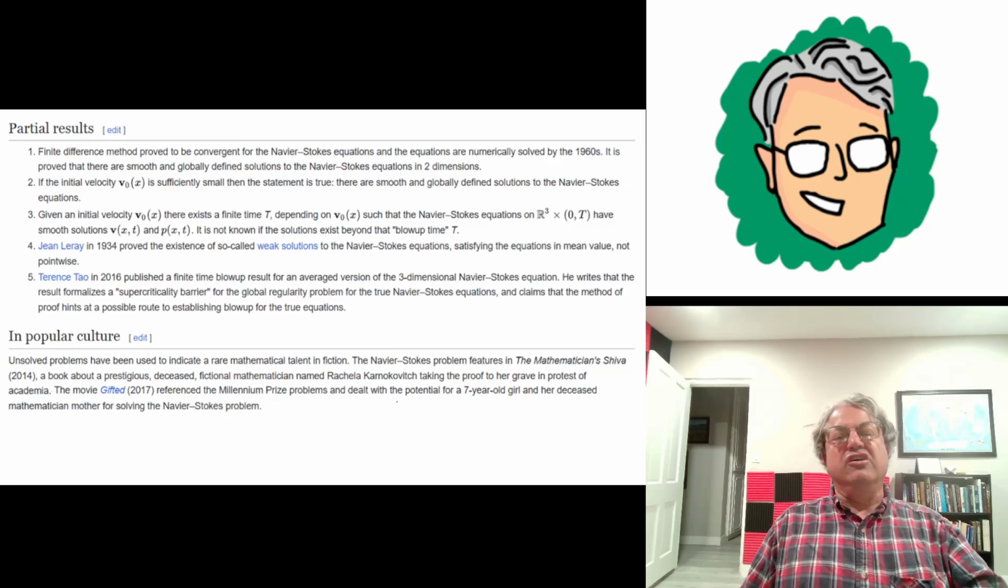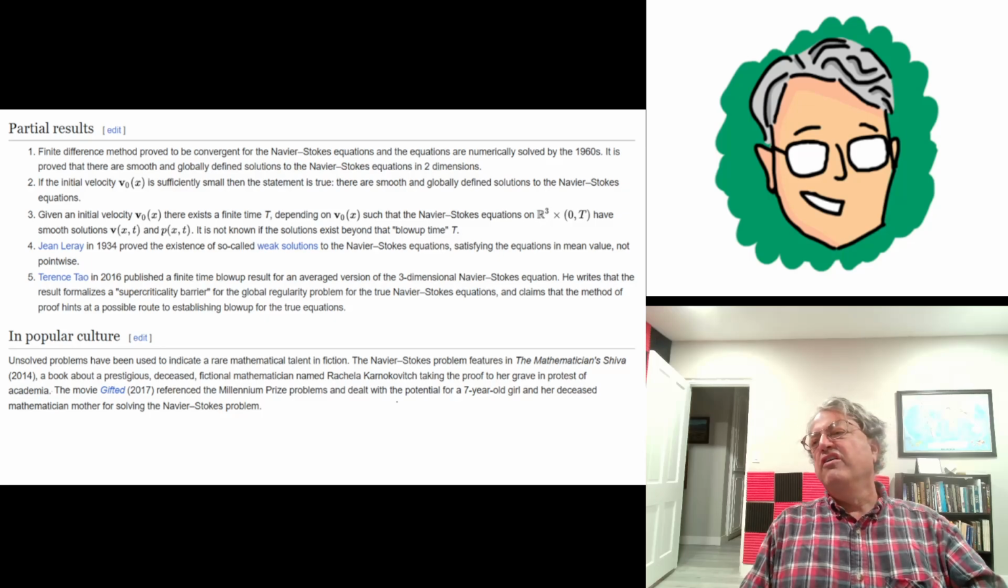And then the second item on here, it was proven that as long as your velocity is small enough everywhere, then there does exist solutions. So there are solutions to the Navier-Stokes equations as long as the velocity of the fluid is small enough. I guess you reach some threshold and then you can't solve it anymore. At least we don't know how.